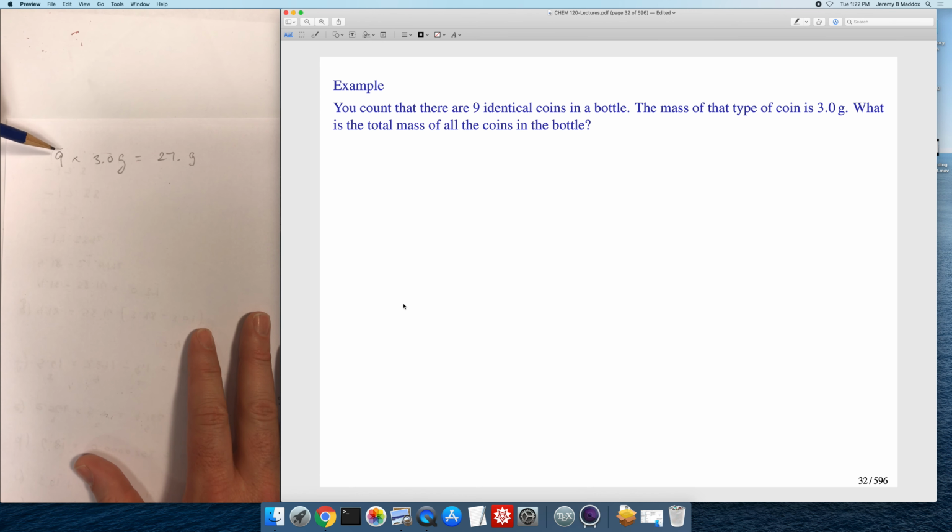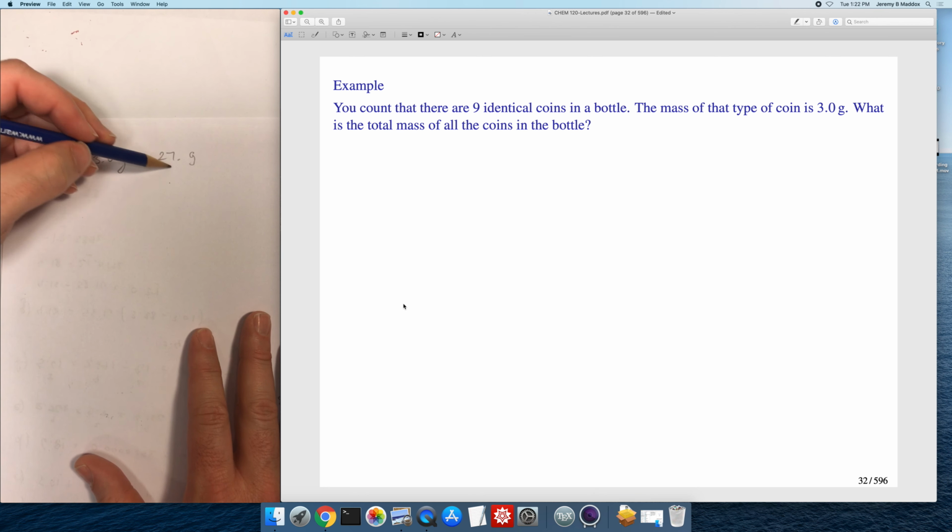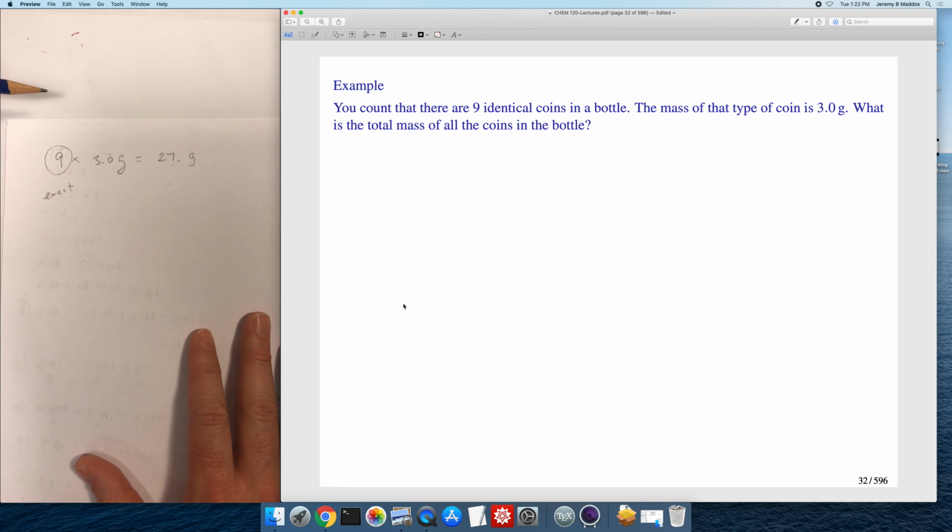But that's incorrect. This is an exact number because you counted it exactly. So this number has an infinite number of sig figs. And so really, reporting the number as 27 is the correct thing to do in this case. So just keep in mind, when you're working with exact numbers, you don't have to worry about the significant figures in the exact number because there's an infinite number of them.